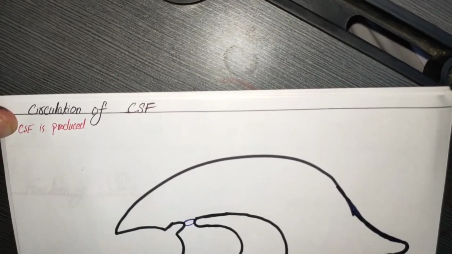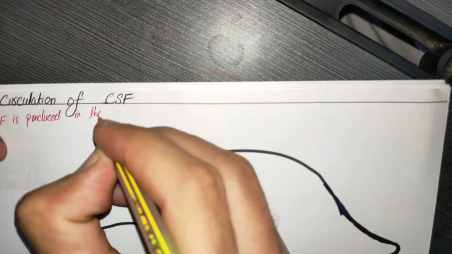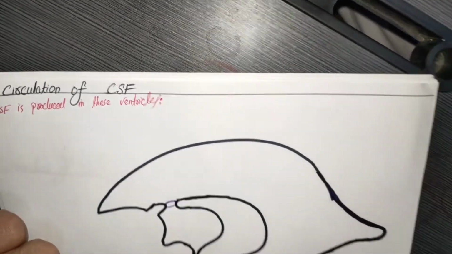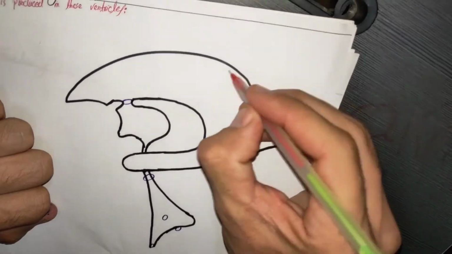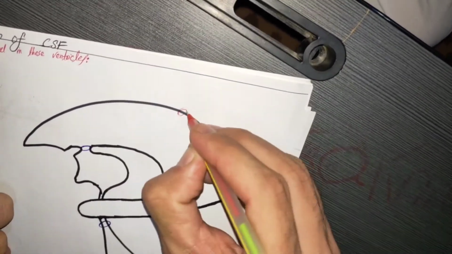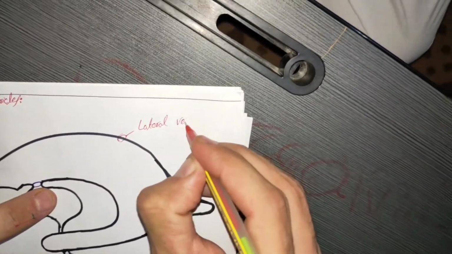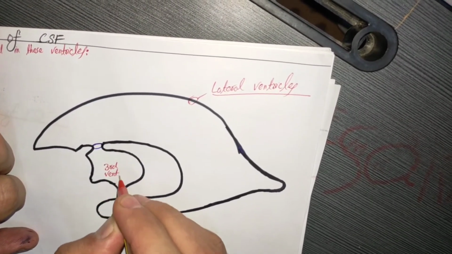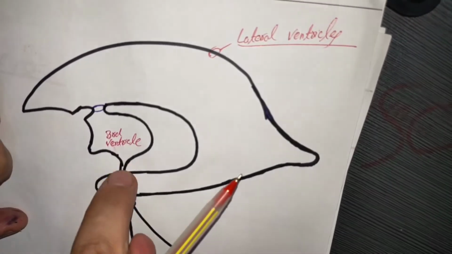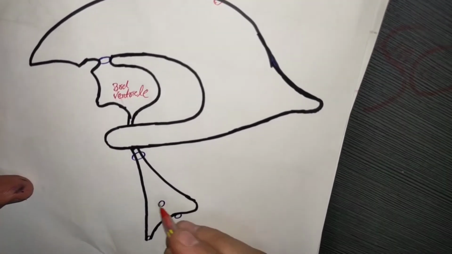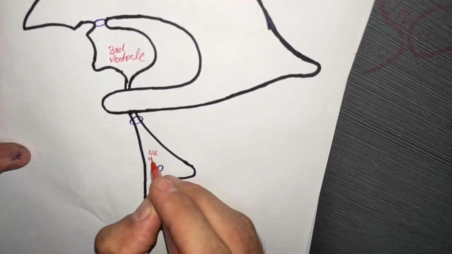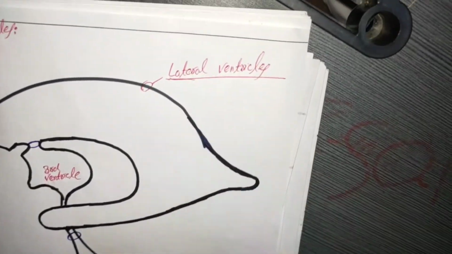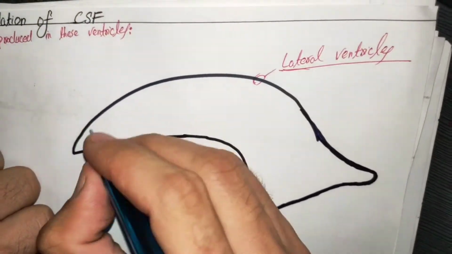CSF is produced in these ventricles, like we have written here. These are different ventricles where CSF is produced. The first ventricle is called the lateral ventricle, this is the third ventricle, and this is the final ventricle, which is called the fourth ventricle. Now let's talk about the first one, the lateral ventricle. We have two lateral ventricles.